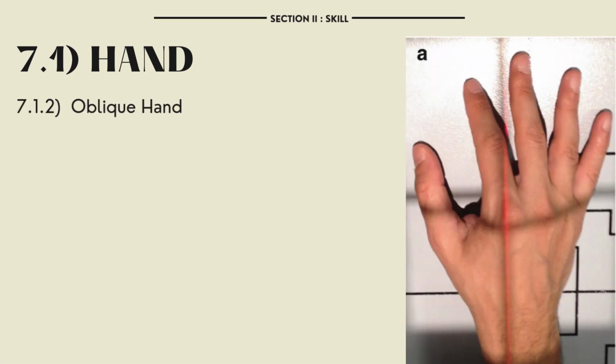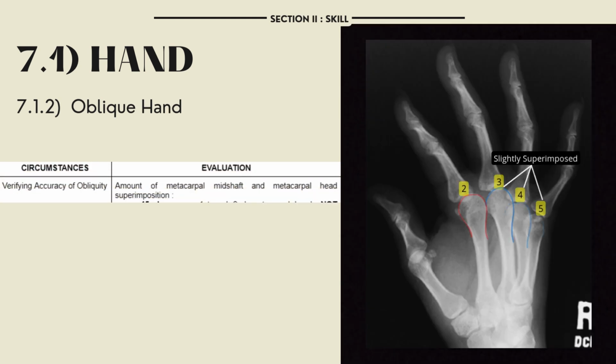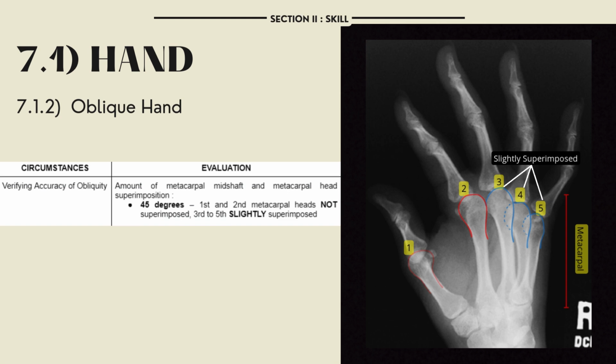The second projection of the hand is the oblique hand. To verify the accuracy of obliquity, evaluate the amount of metacarpal midshaft and metacarpal head superimposition. The hand should form an angle of approximately 45 degrees with the cassette plane. If the hand is positioned correctly, the first and second metacarpal heads are not superimposed, while the third to fifth metacarpal heads will be slightly superimposed.